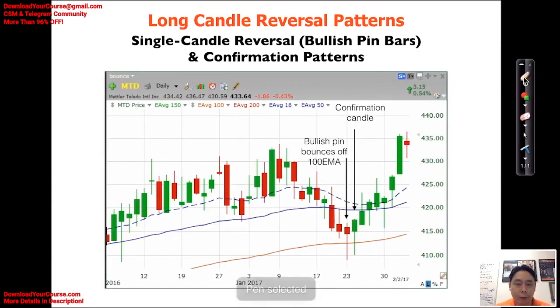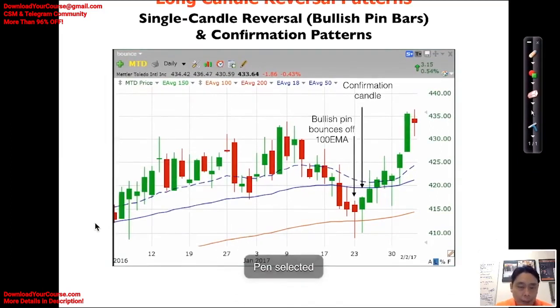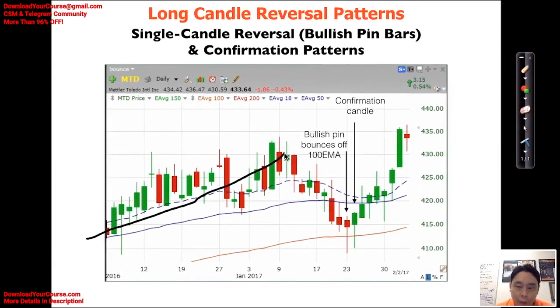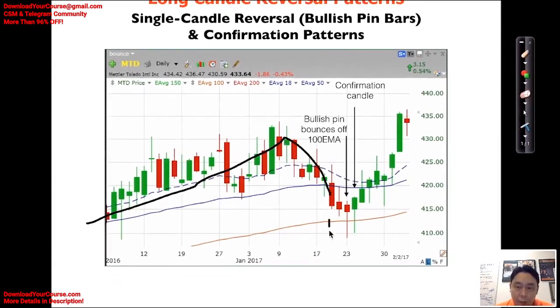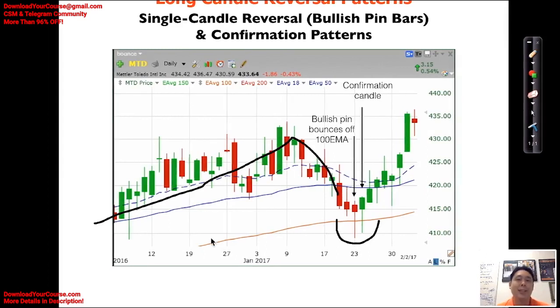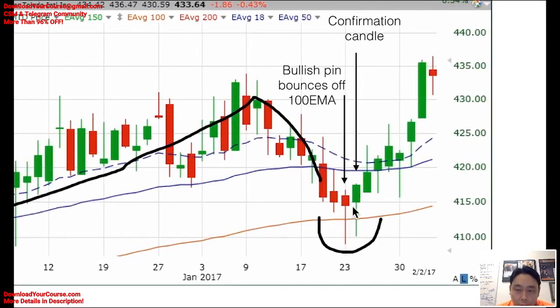Let's look at another example over here, MTD. So again, price goes up on an impulse, retraces. Now this time it retraces and bounces off the brown line, which is in this case the 100 moving average. So it can bounce off any of the moving averages, okay? So as it bounces off, what do we get? That's right, we get a bullish pin bar, that's a single candle reversal.